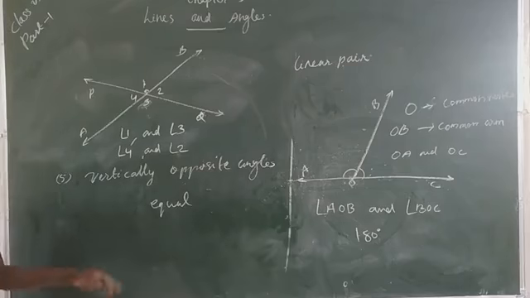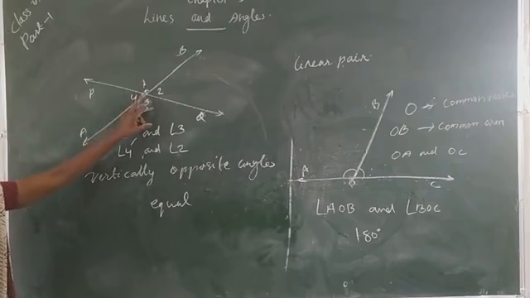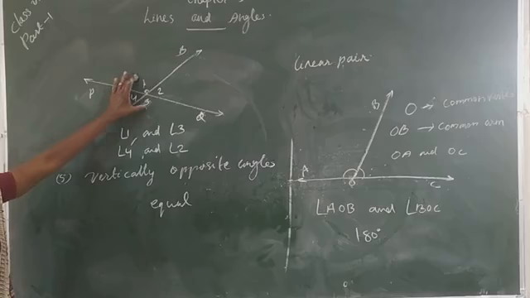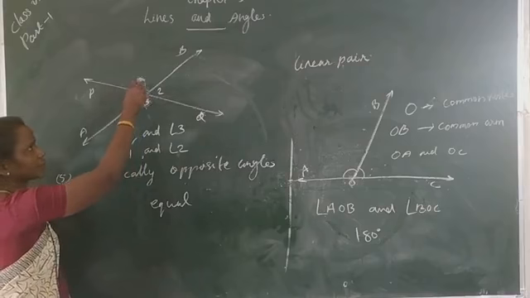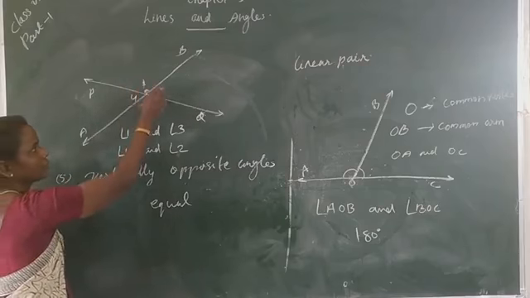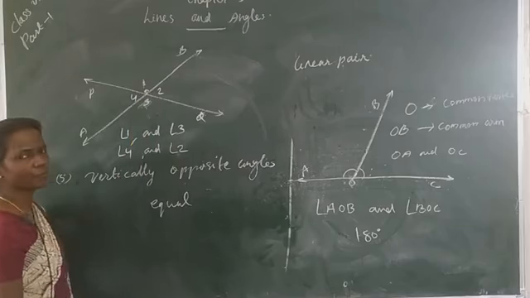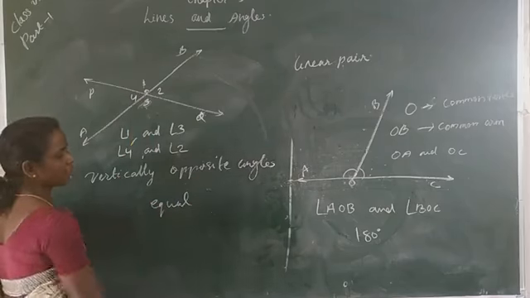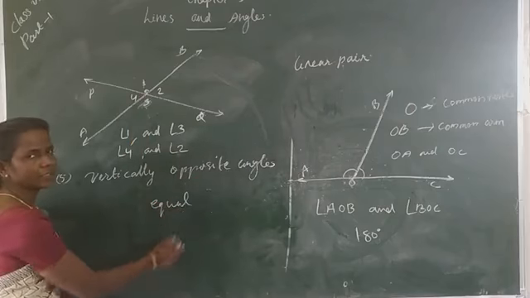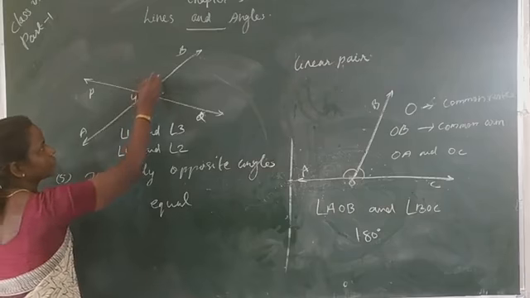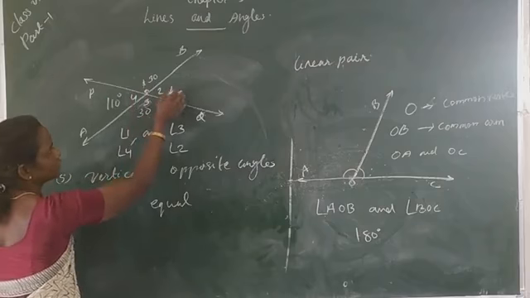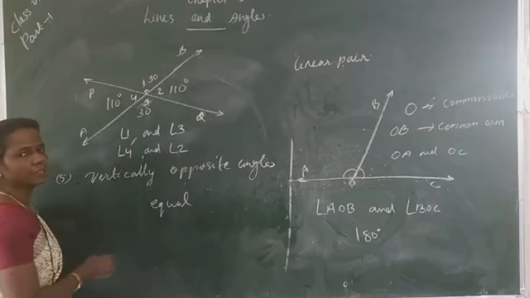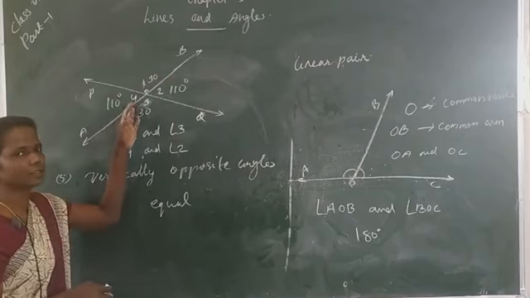What is a vertically opposite angle? When two lines intersect each other at a point, they form 4 angles. Then this is 1 and 3. This 1 and 3, and 4 and 2, are known as vertically opposite angles. The measures of vertically opposite angles are equal. For example, this is 30 degrees, this is also 30 degrees. This is 110 degrees, this is 110 degrees. Vertically opposite angles are equal.